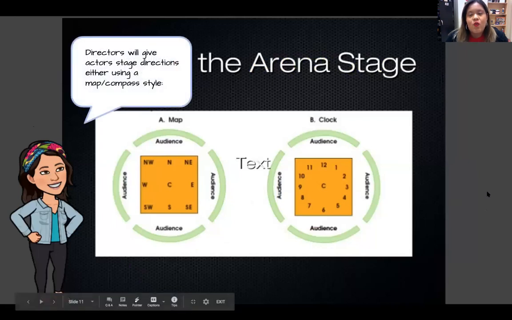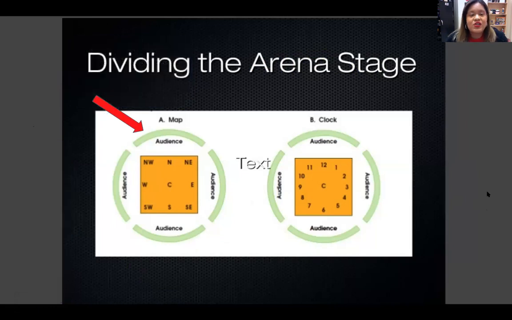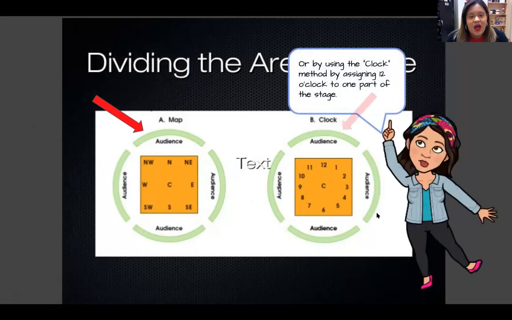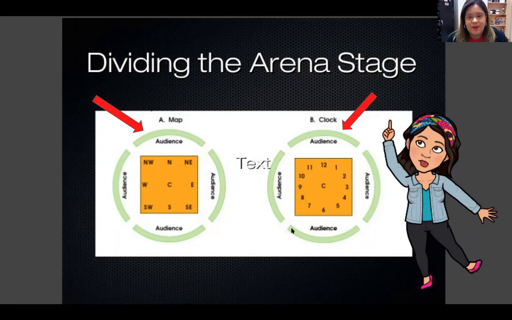And so when using stage directions for an arena stage, it's kind of up to the director how they want to divide it. Sometimes they will use compass directions, or sometimes they will divide it like a clock. And it just depends on what your director or your person in charge wants to do.